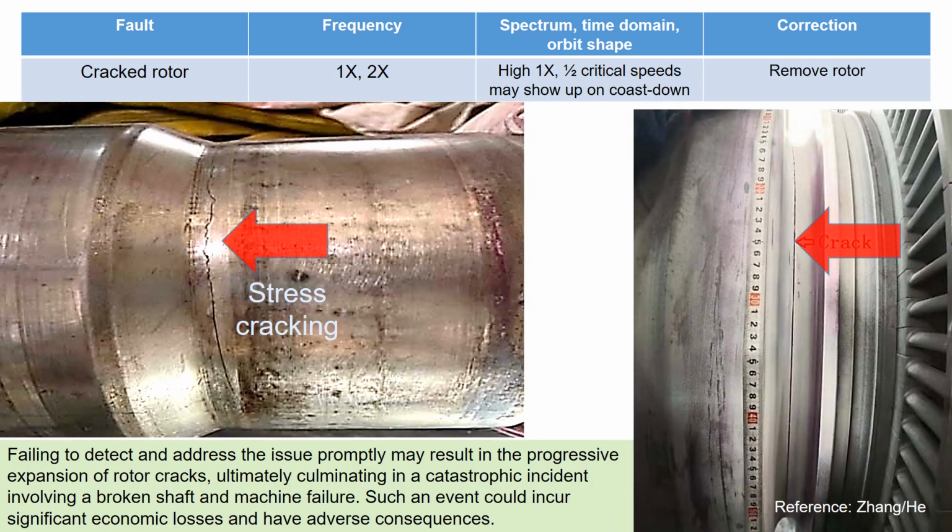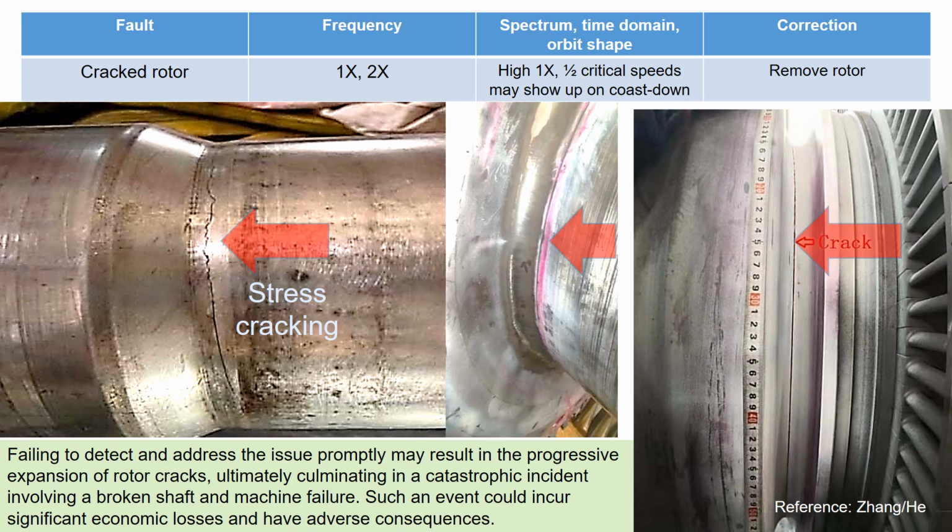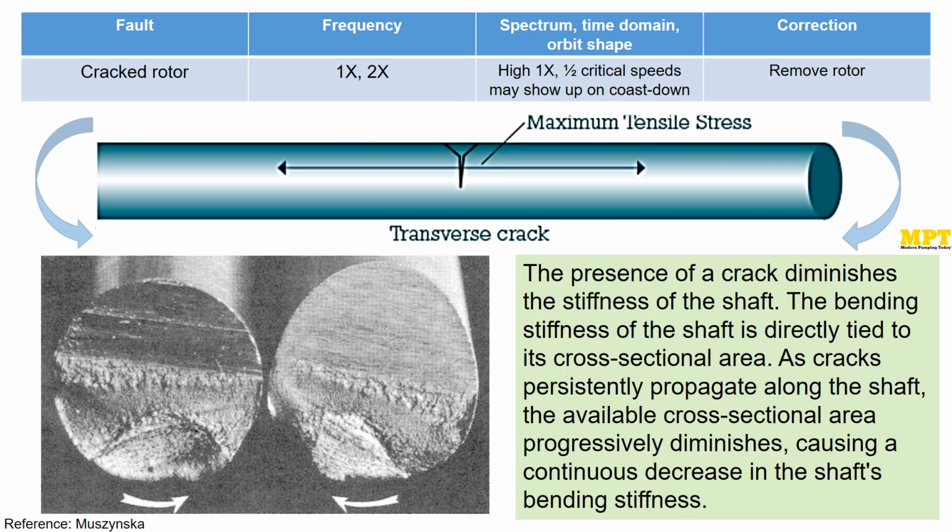Failing to detect and address the issue may result in progressive expansion of shaft cracks, and ultimately can involve a broken shaft and machine failure. Such an event incurs significant losses and has adverse consequences. As you could imagine, the presence of a crack diminishes the stiffness of the shaft.